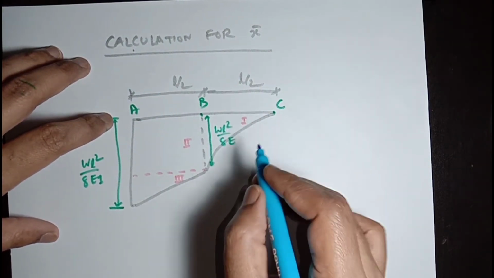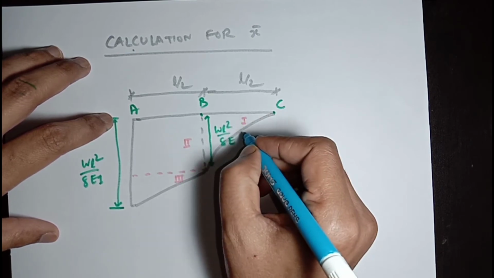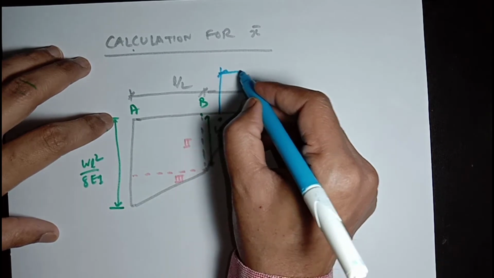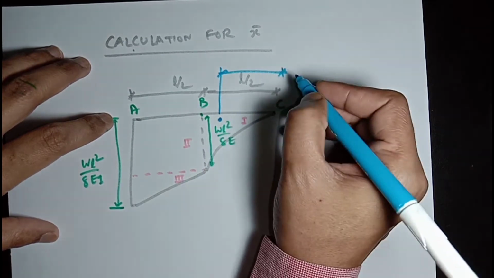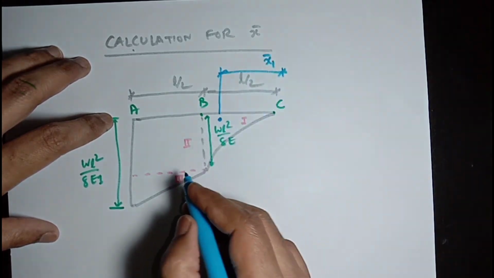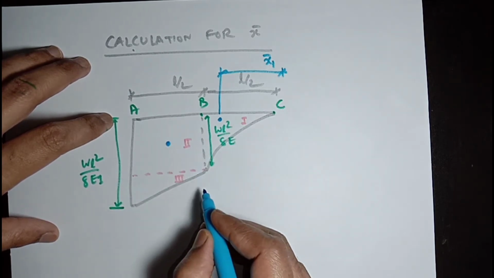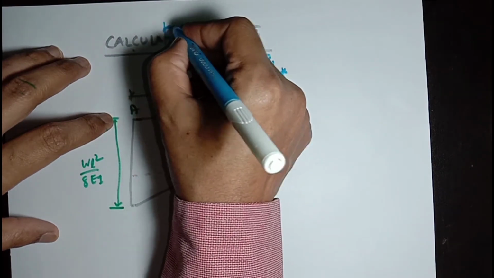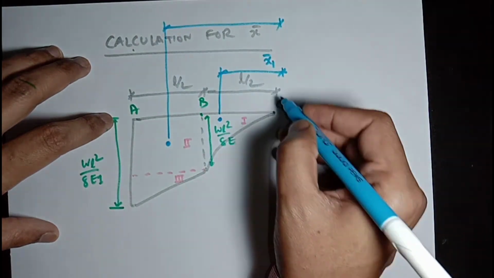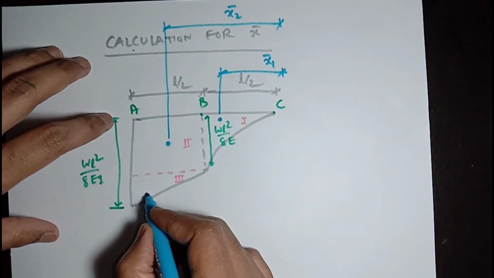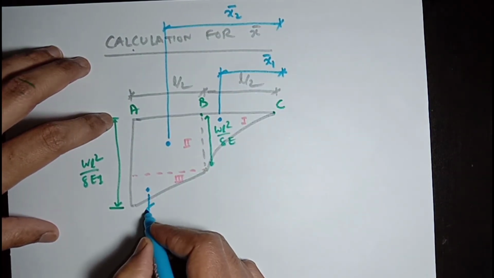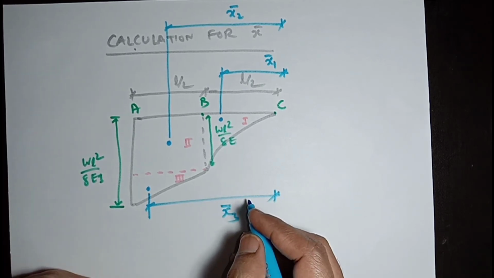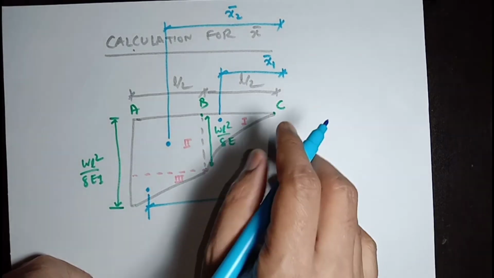Now centroid of this parabolic curve, which will be acting here, with respect to C will be x1 bar, and for this rectangle it will be x2 bar with respect to C, and for this third region it will be x3 bar. Now calculation for x1 bar, x2 bar, and x3 bar.